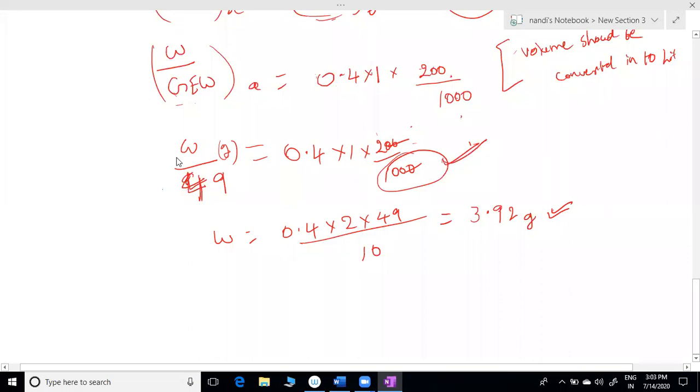Suppose without using this 1000 you solve. What is the value we are getting? That's milligrams. If you know how to convert milligrams into grams, that is also fine.